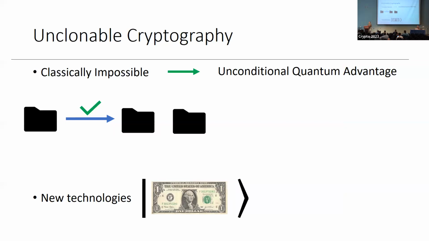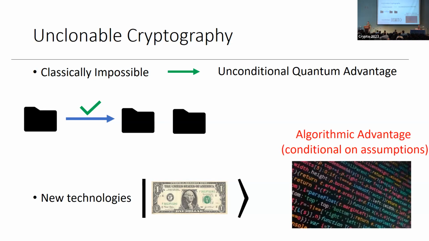Now, unclonable cryptography leverages states as such, and it's useful because it gives us unconditional separation of quantum from classical. And it does this by introducing novel technologies, such as quantum money, which is the quantum equivalent of physical money banknotes. And this is in contrast with trying to achieve quantum advantage through algorithms, in which case you end up having to make assumptions about the computational power of the classical side.